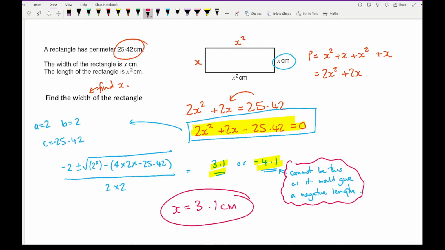And it's definitely worth emphasizing the answer. Do not leave your answers underlined like I've done here. You want to emphasize that x equals which of the two values it can be.